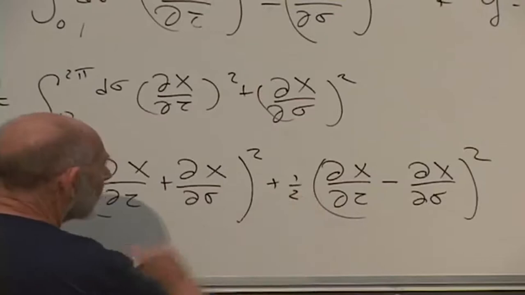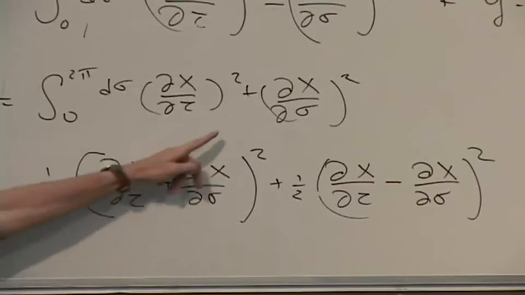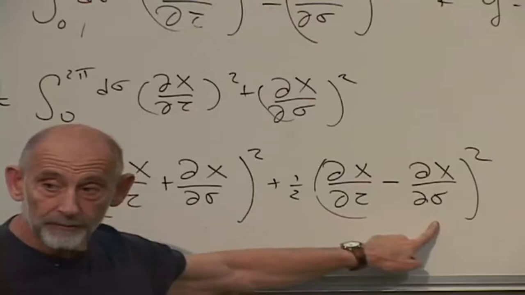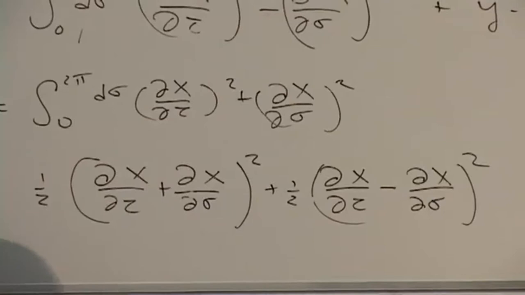Can you see what's happening? dx by d tau squared here, dx by d tau squared, we double it. That's why I put a 1/2. There's also a dx by d sigma squared and a dx by d sigma squared from here. And then there's a cross term. dx by d tau times dx by d sigma comes in with a plus sign here and with a minus sign here, and they cancel. This is the same as this. Do you have any idea what the significance of this decomposition is?